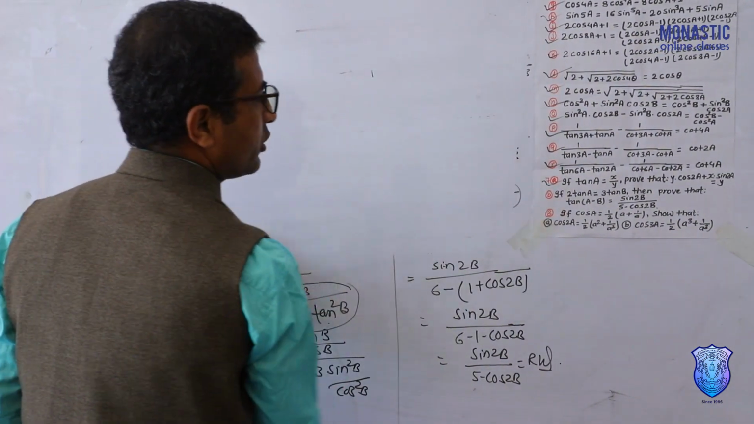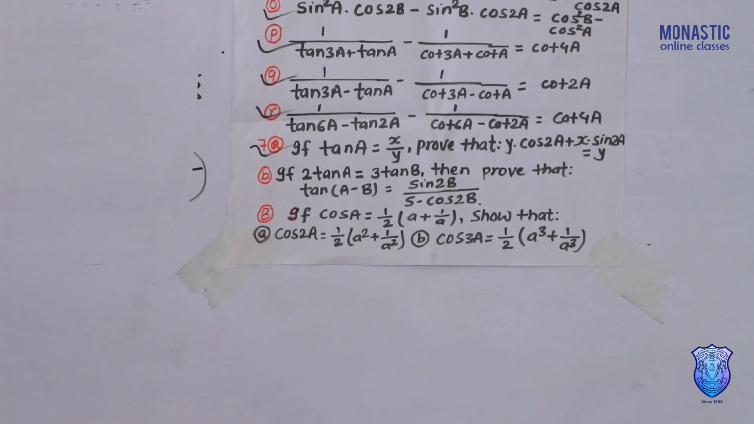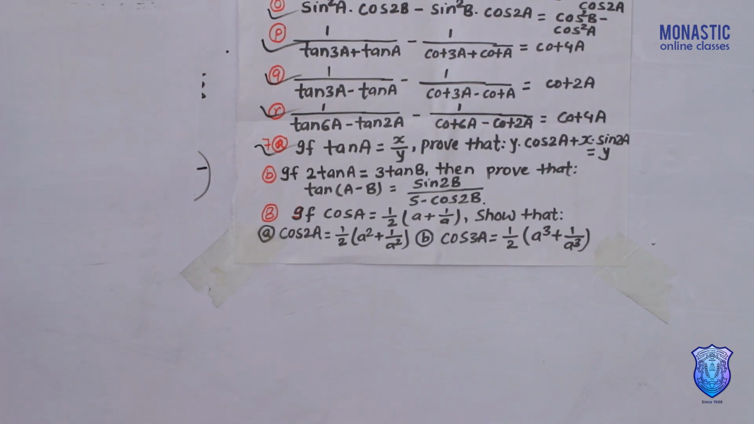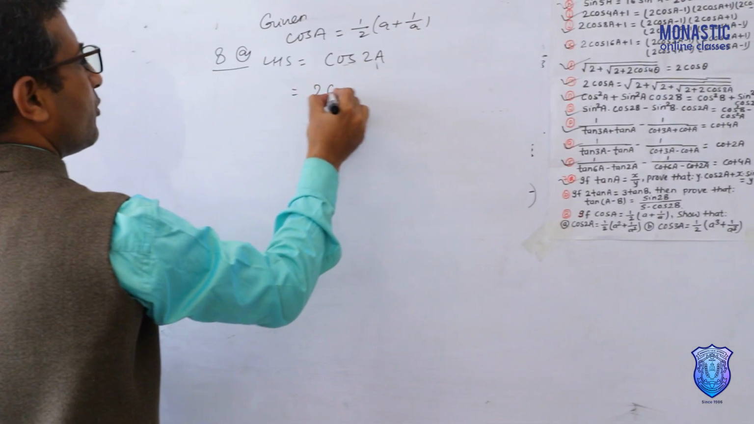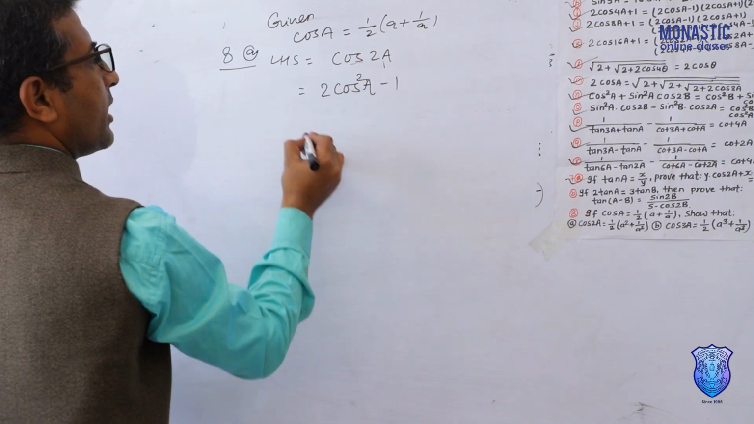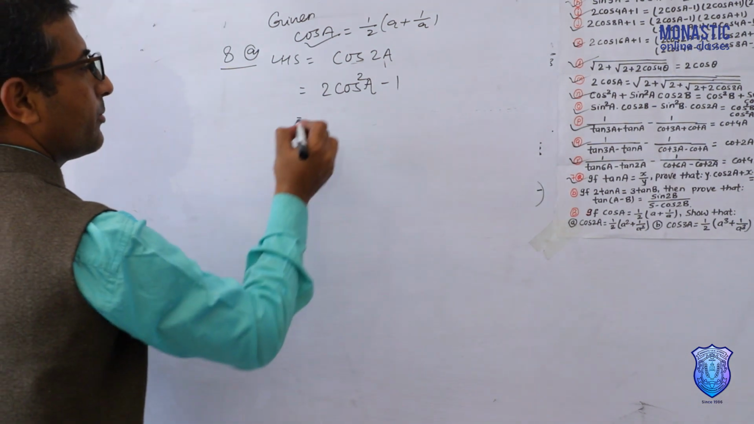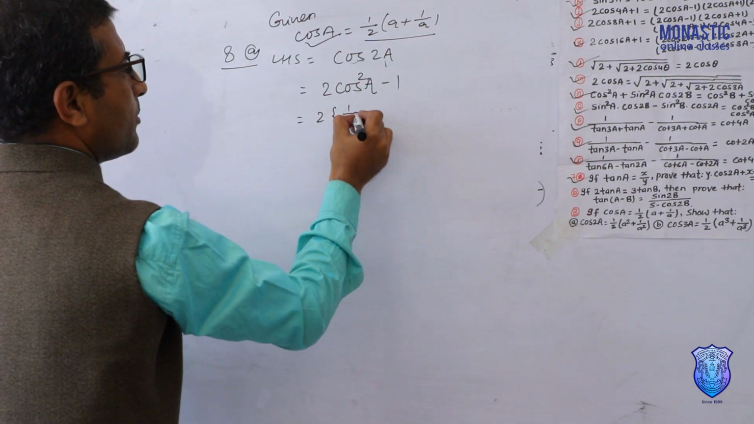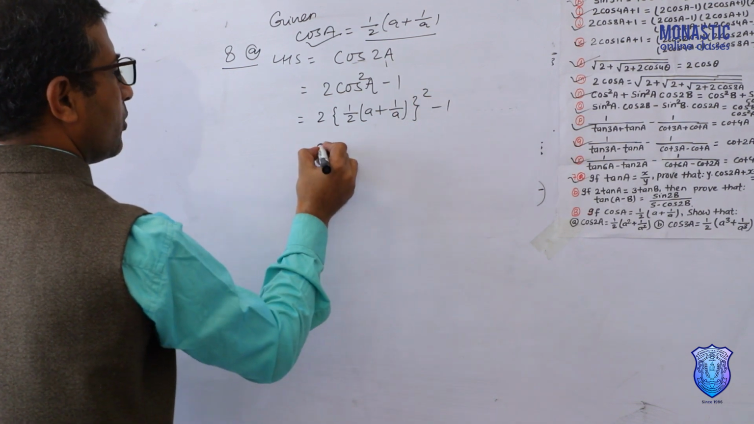Now finally the question number 8. Question number 8a. First of all, it is given cos A equals 1 by 2 times a plus 1 by a. In question a, in the LHS it is cos 2A. We can write the formula 2 cos square A minus 1. Here the value of cos A is given, that's why we have written the formula in cos A. In place of cos square A, we can write the value 1 by 2 times a plus 1 by a, whole square. Now do the simplification.